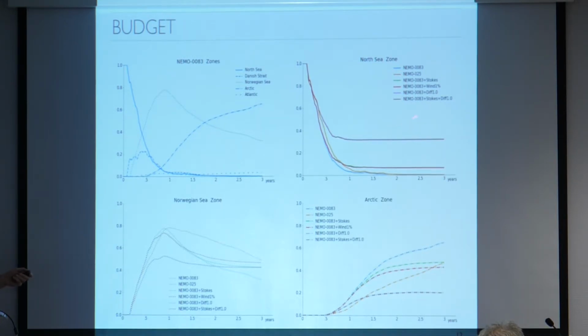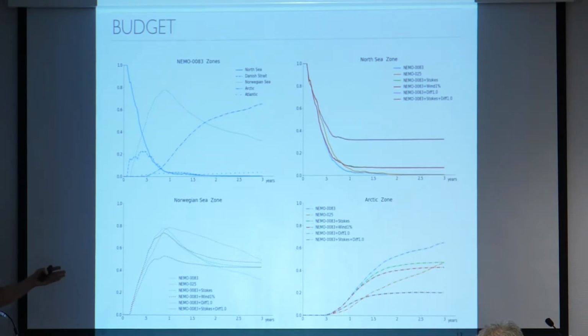With Stokes, with diffusion, actually. With Stokes, we have much more beaching, but not so much in the North Sea. So it's diffusion that then leads to the more beaching in the North Sea itself. The effect of Stokes will be mostly accumulation in the Norwegian coast.